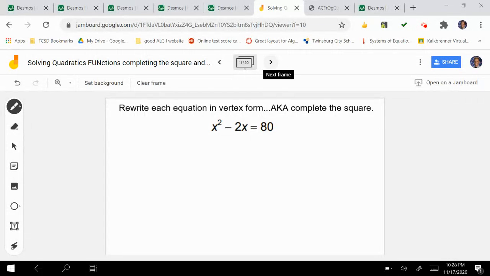Rewrite each equation in vertex form, aka complete the square. All right? So here's my quadratic. What do I need to do to this quadratic first? Set it equal to 0. Very good, class. I'm impressed. So what do I need to do to set this equal to 0? I need 80 to go away. How do I make 80 go away? What's the opposite of 80?